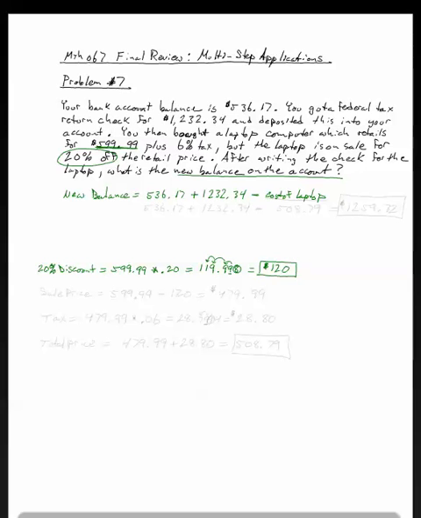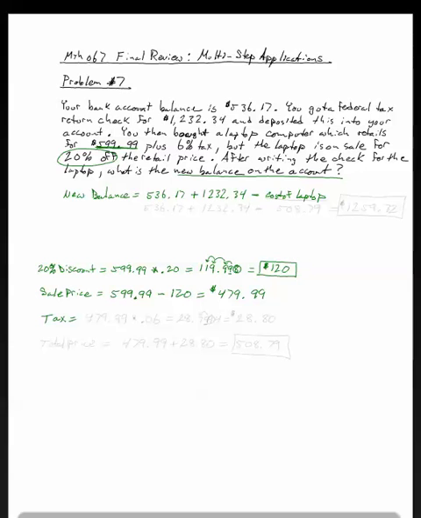Alright, so now we can find the sale price. Now we know that's the original price, which is $599.99, minus the discount, which is $120, and that'll give us $479.99. But we also know that there's 6% tax on this purchase, so we're going to figure out the tax.